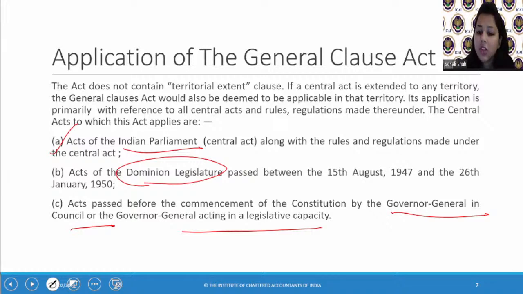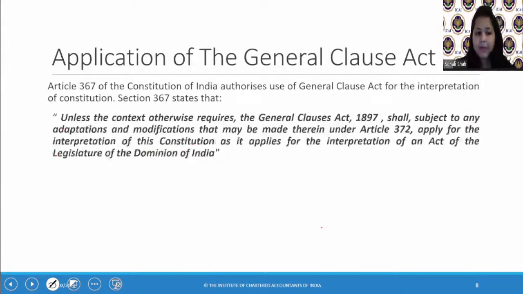So before the Constitution came into picture, there was a concept of having Governor General in Council. This Governor General in Council had the power to legislate laws. So if there were laws that were legislated by the Governor General in Council, to them also the GC Act becomes applicable. Correct? Further, it is also used for the interpretation of the Constitution of India also.